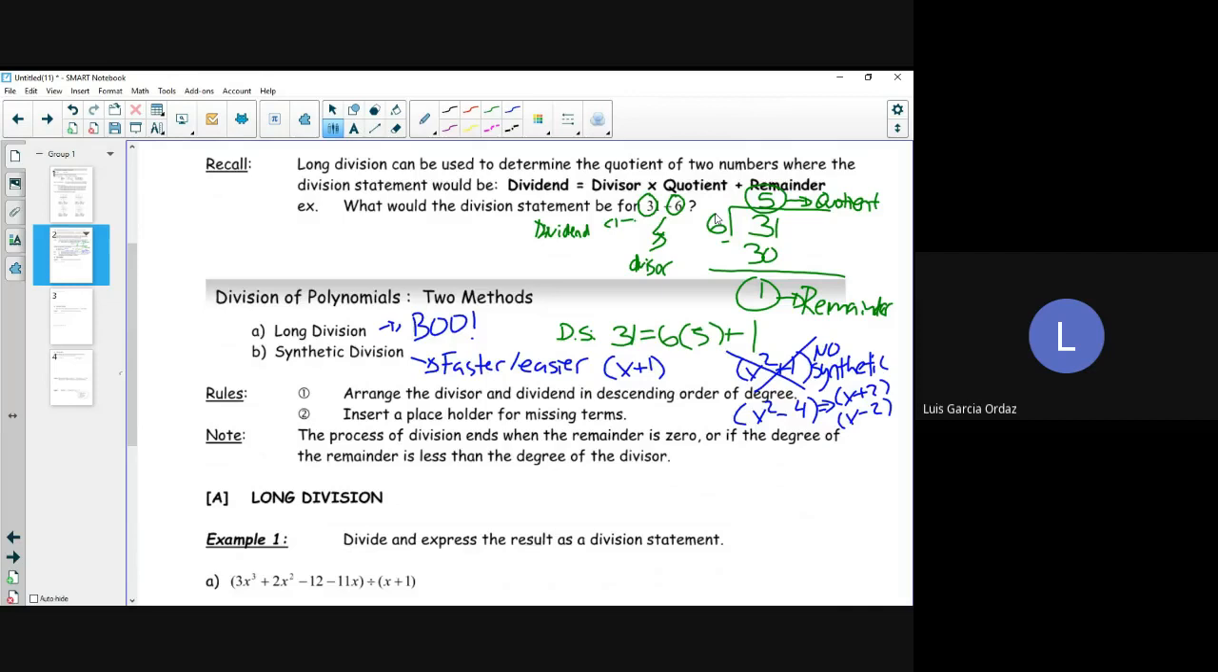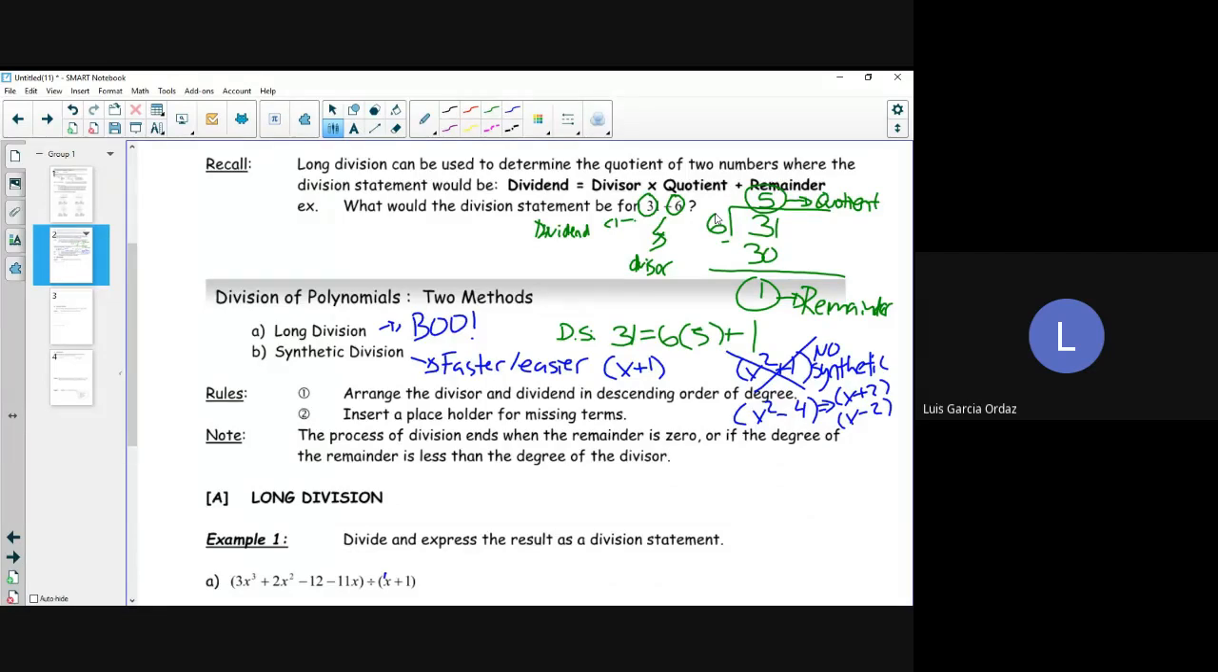The process of division ends when the remainder is 0, or if the degree of the remainder is less than the degree of the divisor. So what that means is, let's just say the degree here is 1. That means our remainder can only be a number, because what's a degree lower than 1? It's 0, right? Which means it can just be a number. If that was x squared, then our remainder can have x as the remainder. You guys get it?